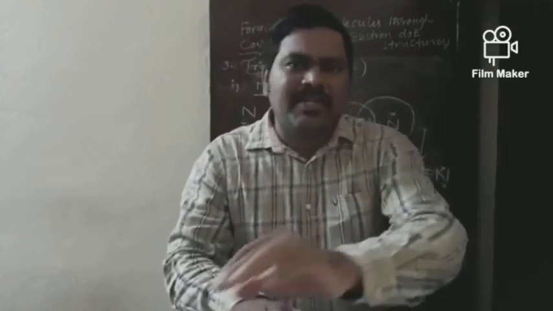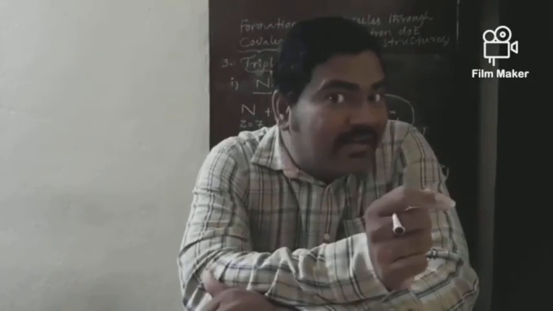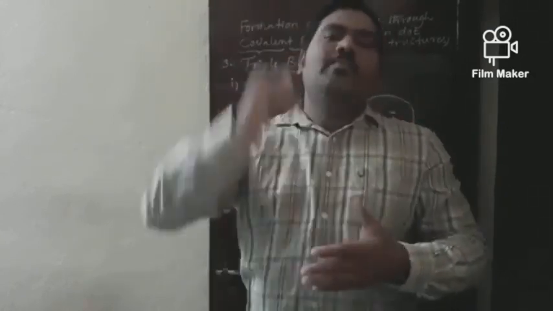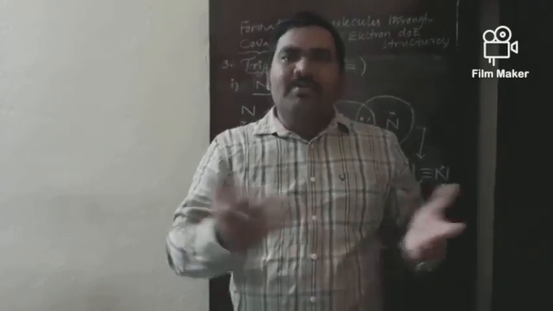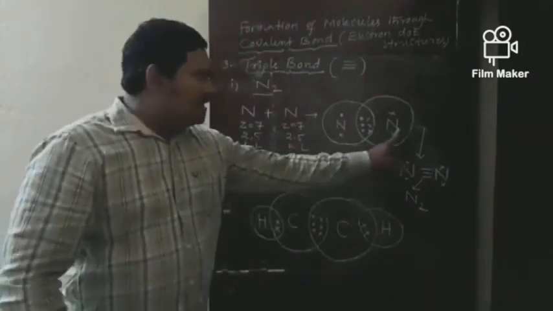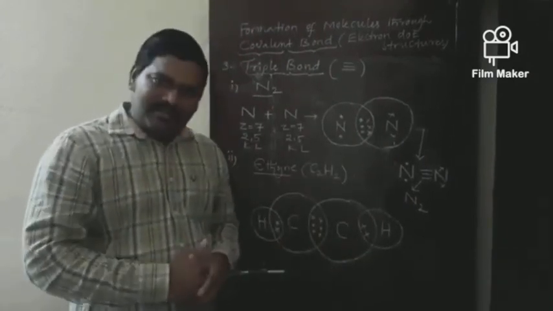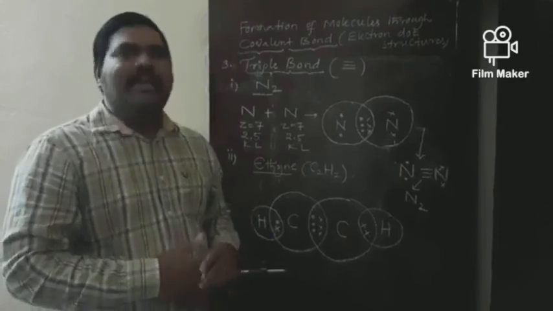Let me recapitulate once again. What is a lone pair? The pair of electrons which do not get involved in bond formation is called a lone pair. And what is a bond pair? The pair of electrons which take part in bond formation is called a bond pair. And what are bonding atoms? The atoms which take part in bond formation are called bonding atoms.